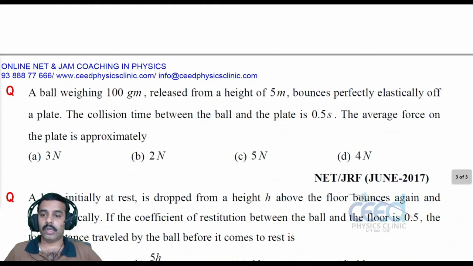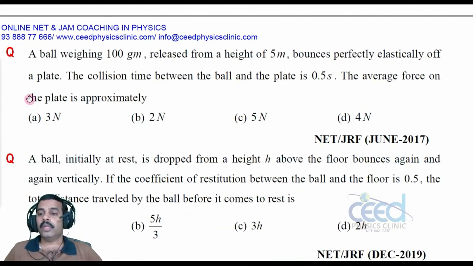Now let us come to another problem. A ball weighing 100 gram released from a height 5 meter bounces perfectly elastically off a plate. The collision time between the ball and the plate is 0.5 second. The average force on the plate is approximately.